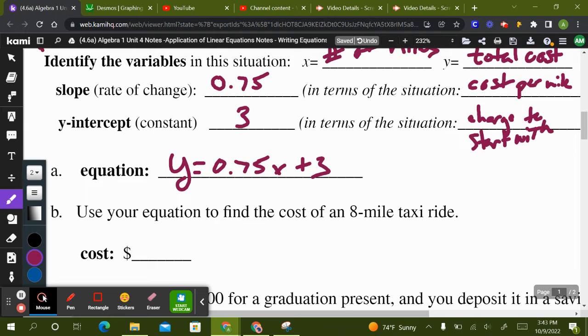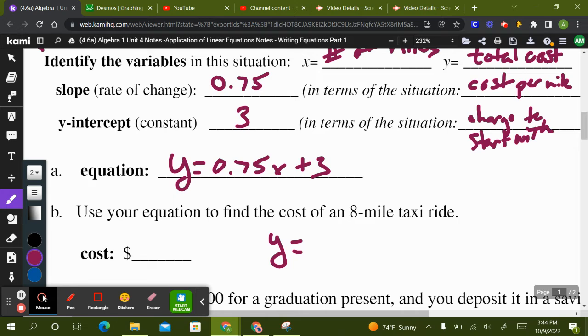And there's our equation. Now finally it asks us to use the equation to find the cost of an 8-mile taxi ride. To do this, all we're going to do is plug 8 into our equation. Does 8 go in for x or does it go in for y? It's going to go in for x because that's the number of miles I'm traveling. It's not the total cost. Remember, y represents our total cost.